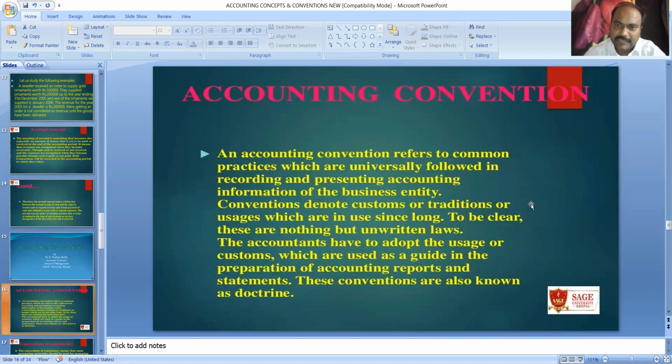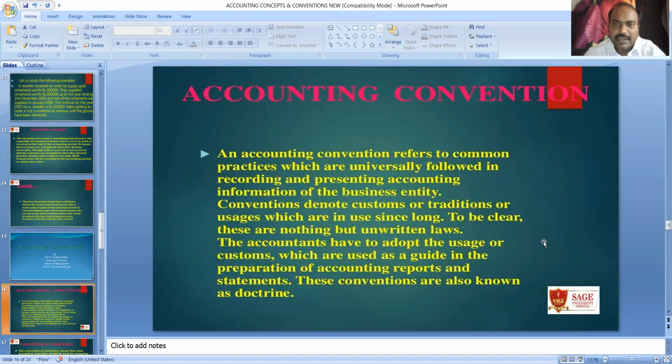So here also, accounting conventions are those concepts wherein we have some customs and traditions we have to follow. We should not violate them. So the accountants have to adopt the usage or customs which are used as a guide in the preparation of accounting reports and statements. So these conventions are also known as doctrine. Why? Because violating these will not cause any effect to the organization. But if we follow these, it will bring very good goodwill to the organization.